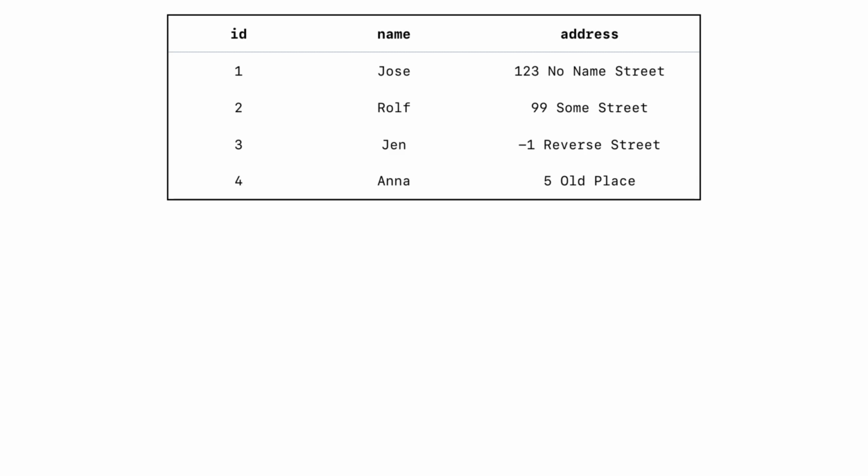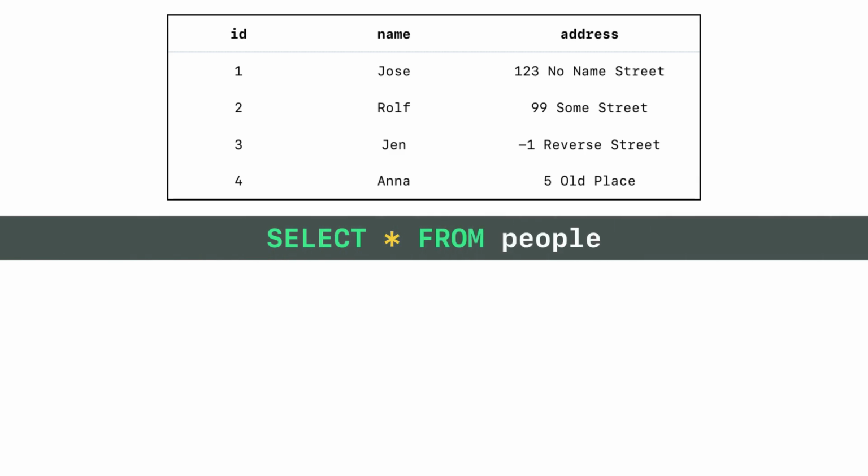In this case, let's get it from this table here, which I'm going to call people. So this would be a select statement. First, the select keyword, then a star, which means all columns, then the keyword from, and then the table that we want to select from.